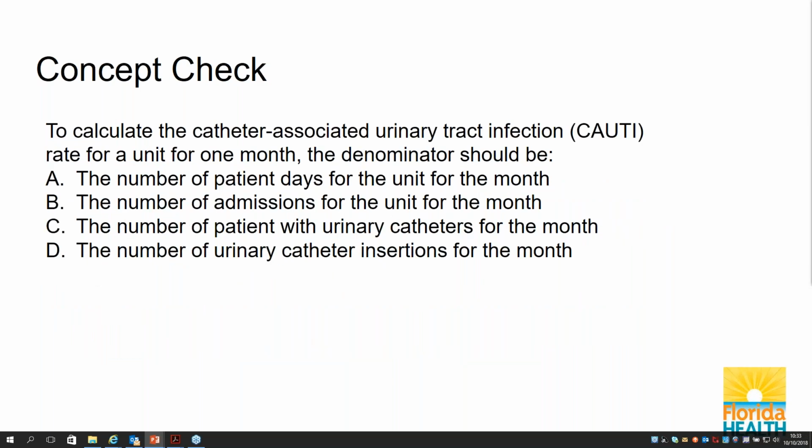So let's do a concept check. To calculate the catheter-associated urinary tract infections rate for a unit for 1 month, the denominator should be, so this is specifically asking you for the denominator. A, the number of patients for the unit for the month. B, the number of admissions for the unit for the month. C, the number of patients with urinary catheters for the month. And D, the number of urinary catheter insertions for the month.